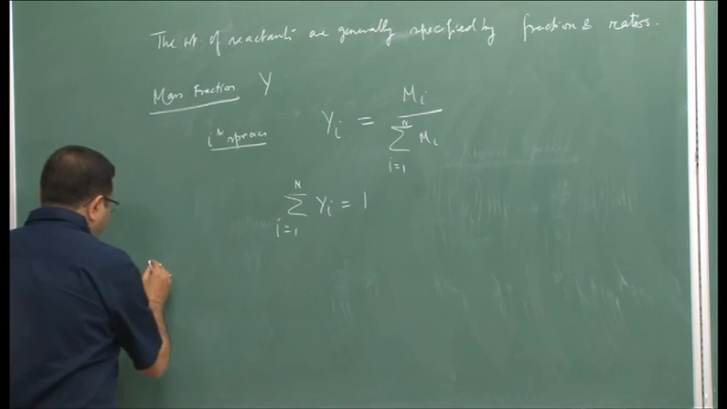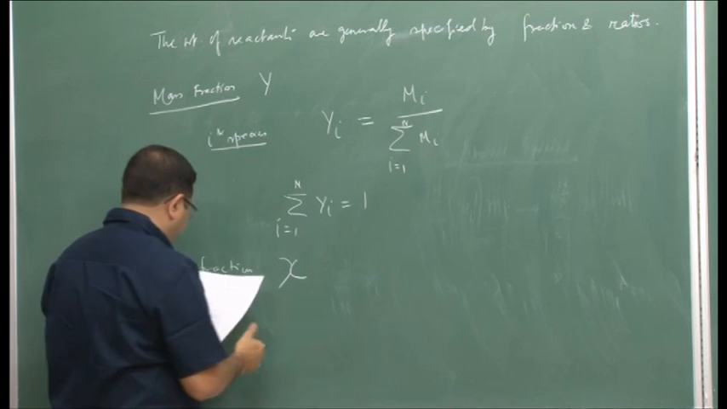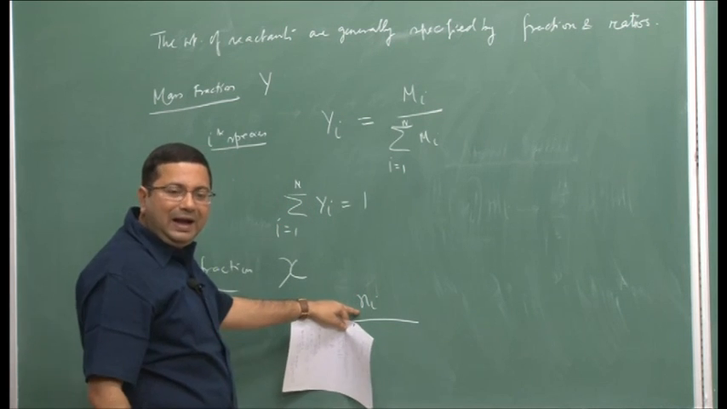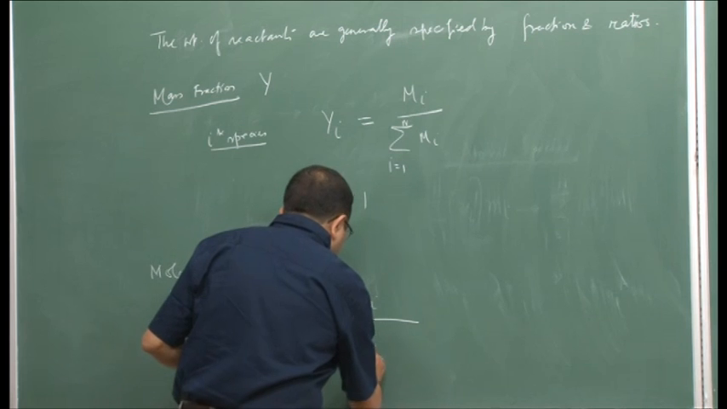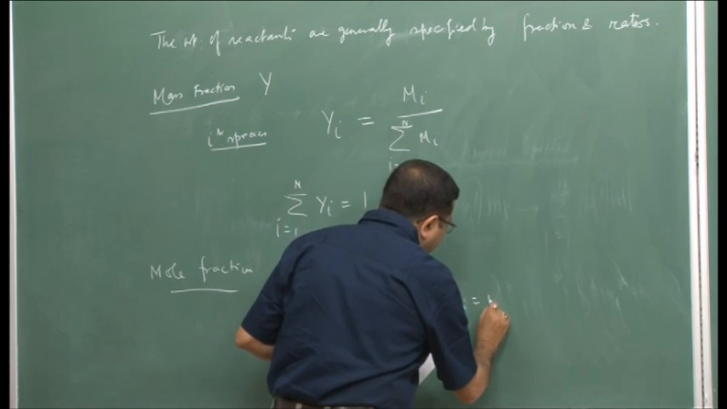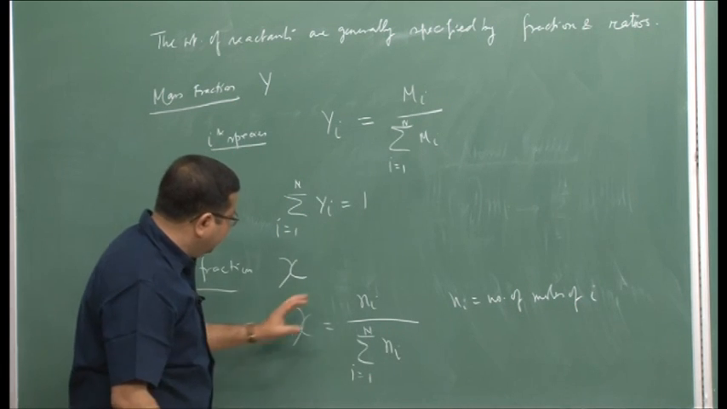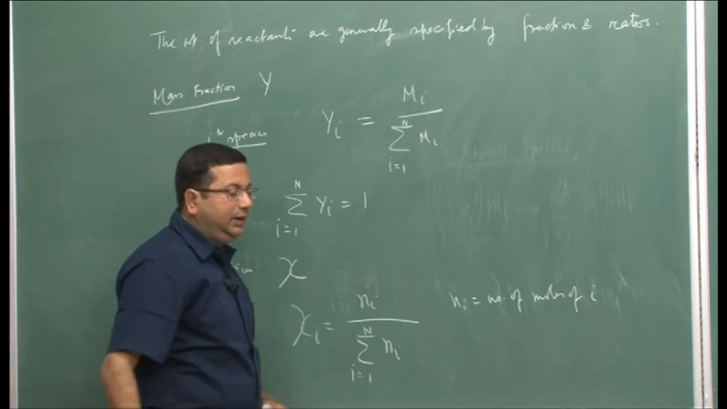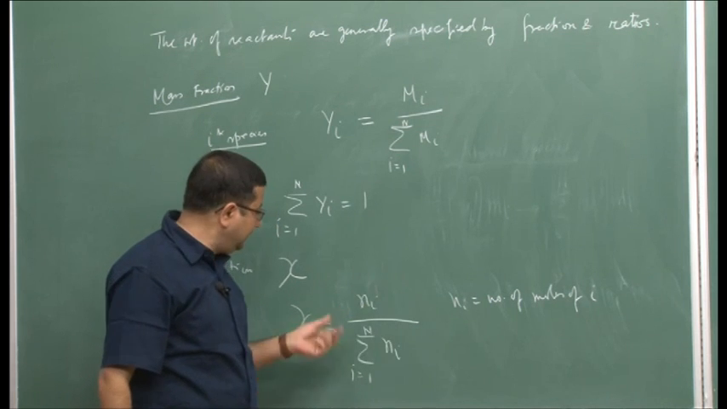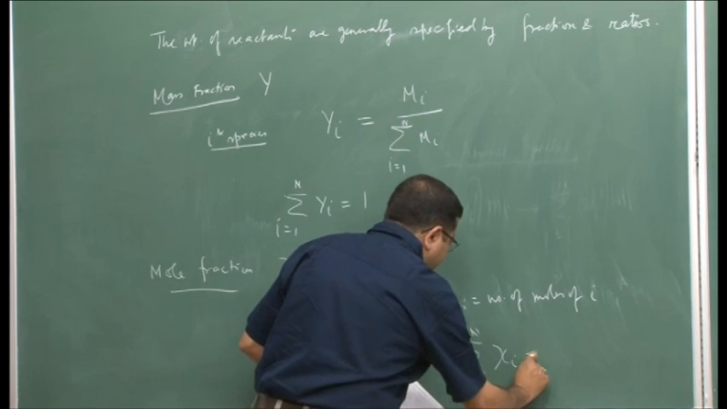Another factor that is used is called mole fraction, given by kappa. So, this is defined as number of moles of a given species i in the reaction volume divided by total number of moles present in the system, where here n_i is number of moles of species i. Once again, this is subscript i. If I add the mole fraction of all the species, then the numerator becomes sigma i equal to 1 to n of n_i. So, this is equal to 1. So, once again, the sum of mole fractions also is equal to 1.